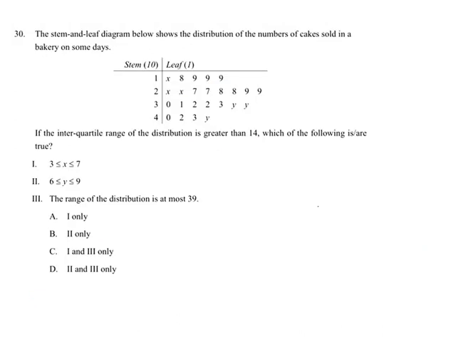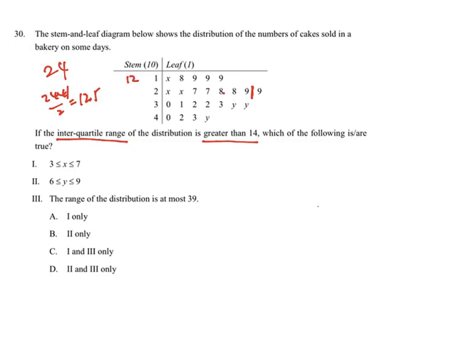Question 30. Stem and leaf diagram. For the stem and leaf diagram, there are 24 data here. Now given the interquartile range is greater than 14. So let's see the interquartile range. First, we know 24 plus 1 divided by 2 is 12.5. That means the median is between the 12th and 13th. So 5, 6, 7, 8, 9, 10, 11, 12. So the median is here.